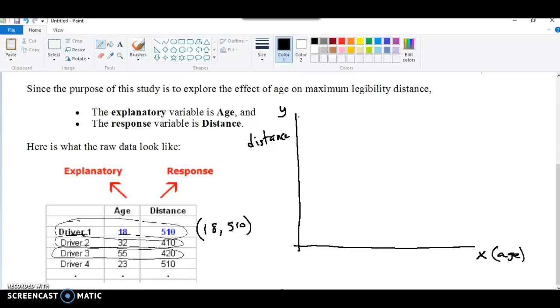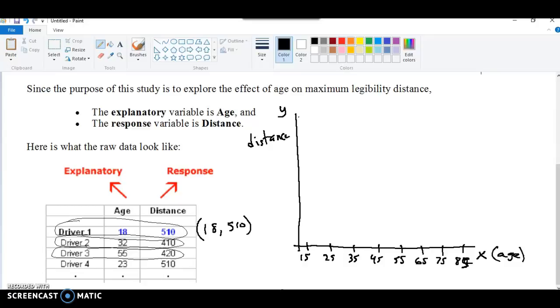For scaling your axes, use whatever makes sense. I suppose the youngest person is 18. Let's just go down to 15, and let's just go by 10. So 15, 25, 35, 45. Just have a uniform scale: 55, 65, 75, 85. The oldest person I think was 82, so we'll go up to 85.